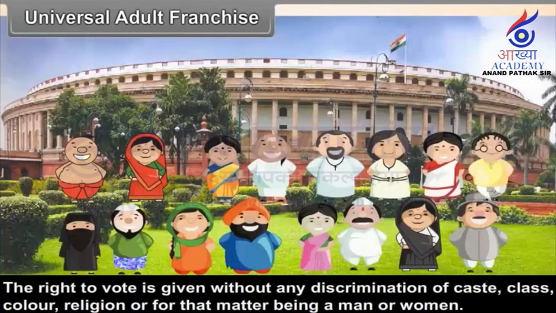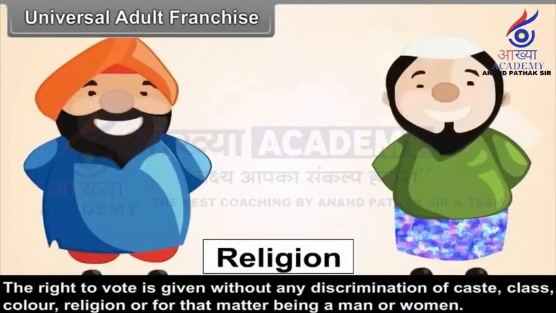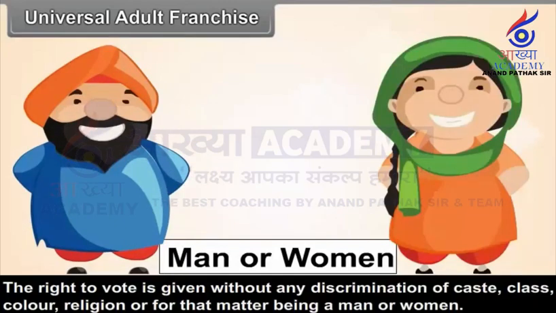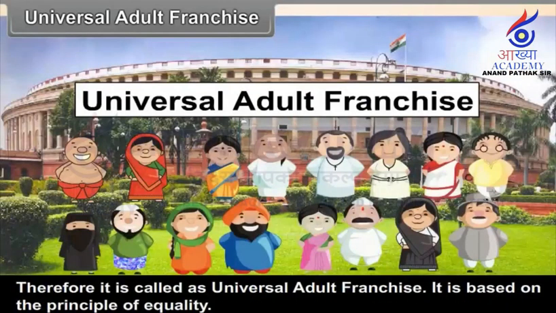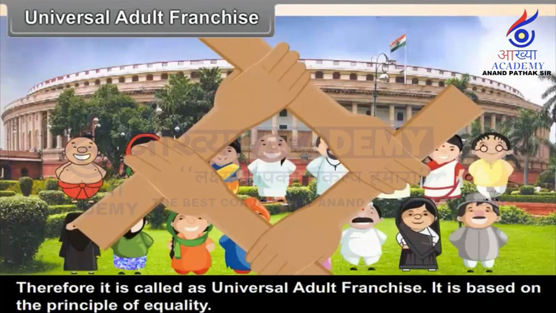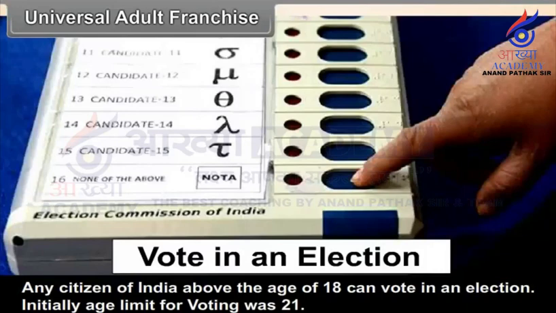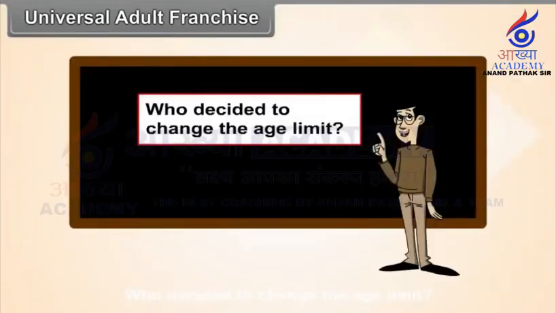The right to vote is given without any discrimination of caste, class, color, religion, or, for that matter, being a man or woman. Therefore, it is called as universal adult franchise. It is based on the principle of equality. Any citizen of India above the age of 18 can vote in an election. Initially, age limit for voting was 21. Who decided to change the age limit?